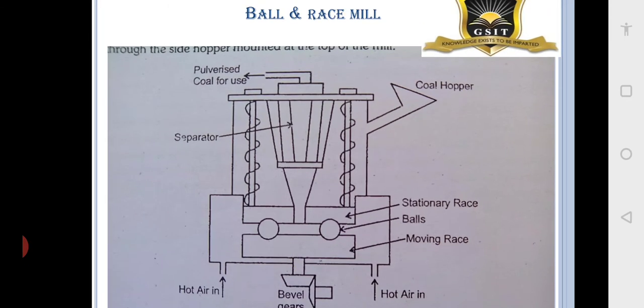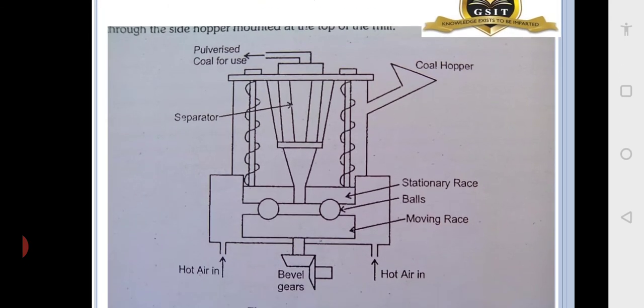Then you have got something called a ball and race mill. Race means like your flour mill. If you have seen a flour mill, you will have two stone races. One will be a fixed, stationary race, and another will be rotated by the motor. Same logic is here. So there are two races. One is a stationary race. You can see this one.